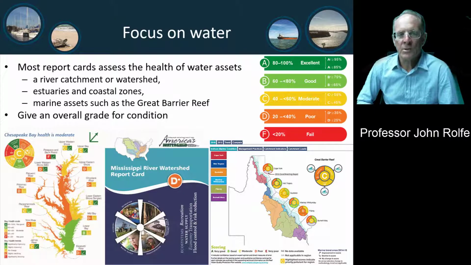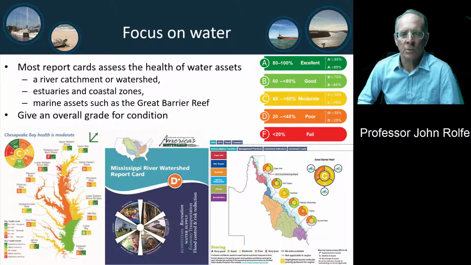As I said earlier, most report cards have focused on water assets because these are usually really important to local communities and they're very complicated to assess. So examples include river catchments or watersheds, estuaries and coastal zones, or marine assets such as the Great Barrier Reef in Australia. And the purpose of the report card is to summarise up the various indicators and give an overall grade for condition. So at a glance, you've got a sense of how the asset is faring.